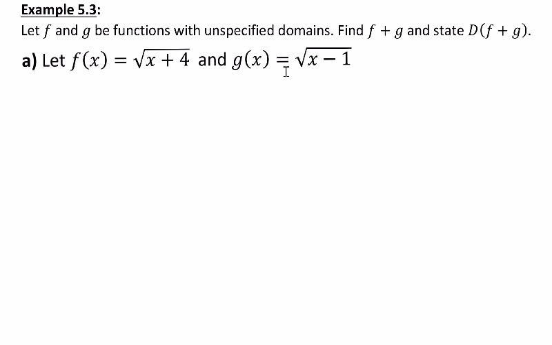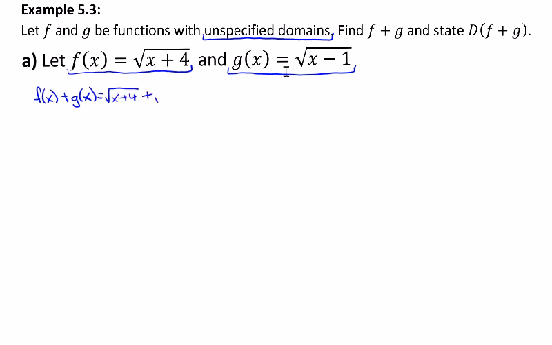Now it says here, let f and g be functions with unspecified domains. So what that means is that I'm not giving you the full function definition. All I'm giving you is just the equation. So let's start with those. f of x plus g of x. This will be the square root of x plus 4 plus the square root of x minus 1.